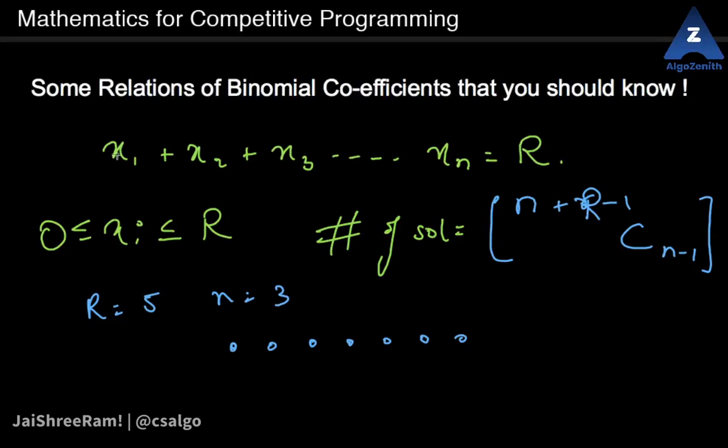So what we are basically doing is, if we choose, let's say this and this, that basically means that the first variable gets 2, the second variable gets 1, the third variable gets 2. So based on where you choose these two breakpoints, like n minus 1 breakpoints, the values of the variables will get assigned. So there is a one-to-one correspondence between this problem and this particular expression over here, right?